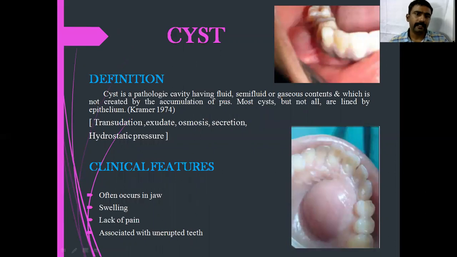So cyst is defined as a pathologic cavity frequently lined by epithelium, which has a fluid, semi-solid, or gaseous content, but it is not formed by the accumulation of pus. The clinical features of odontogenic cysts are: they often occur in the jaw and present as a fluctuant swelling. Usually there is no pain, and some cysts are associated with unerupted teeth, like a dentigerous cyst.